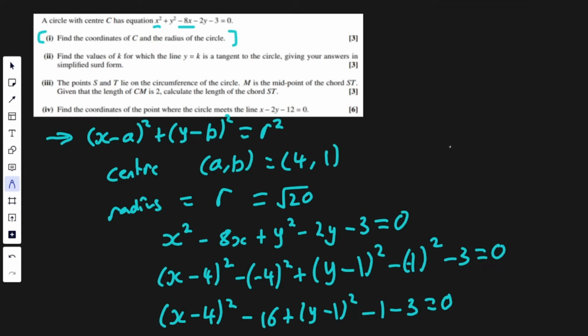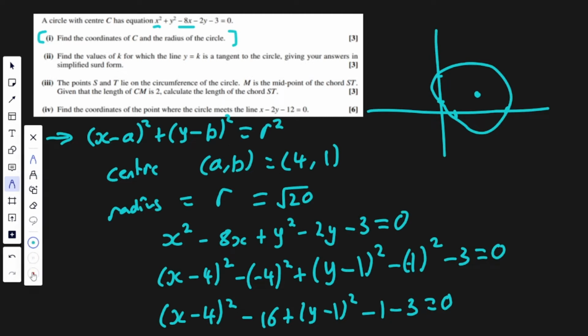Now, it makes sense for us to draw this. So our centre is (4, 1), roughly about here. Now, square root of 20 is bigger than 4, and it's obviously bigger than 1. Because it's bigger than 1, I cross at 2 points, and because it's bigger than 4, I cross at 2 points again. So our circle roughly is going to, I know it's not the best circle, it's more like a potato, but it's more to illustrate what's going on.